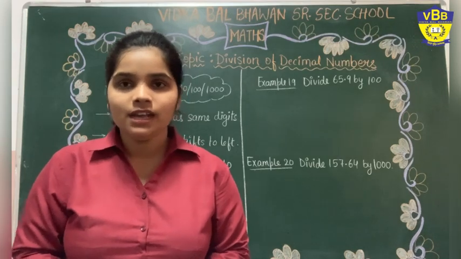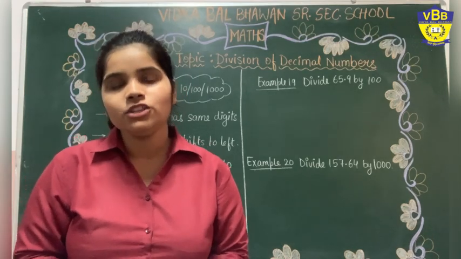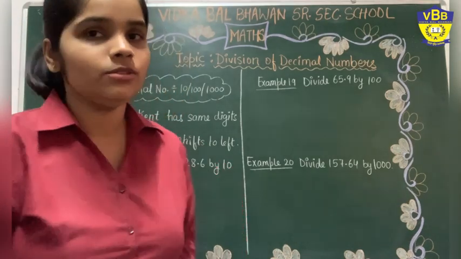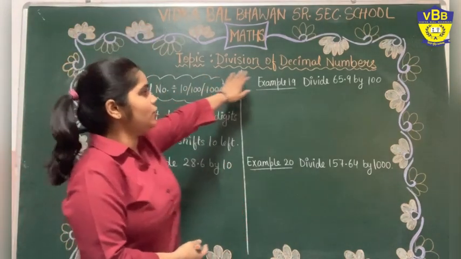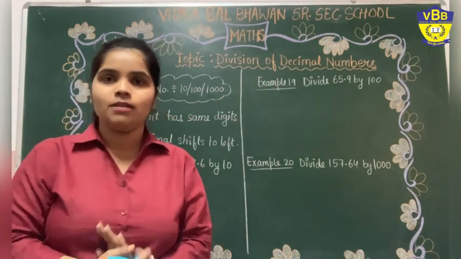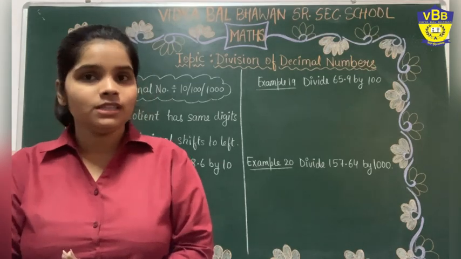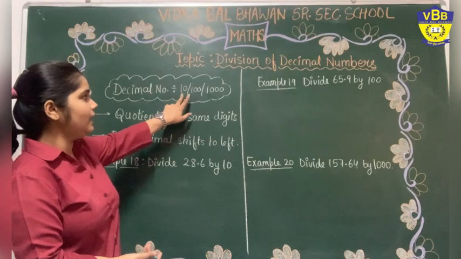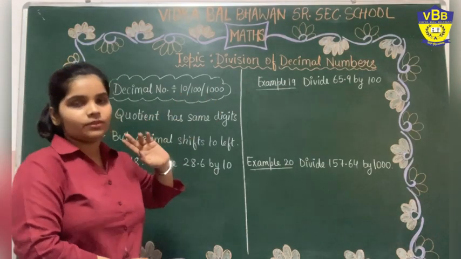So, in the previous class we studied the multiplication of decimal numbers. And today we are going to study the division of decimal numbers. So, today's topic is division of decimal numbers. First we will start with dividing a decimal number by 10, 100 or 1000.